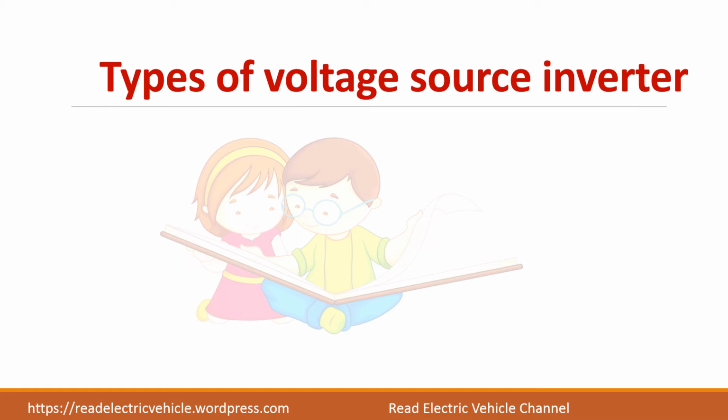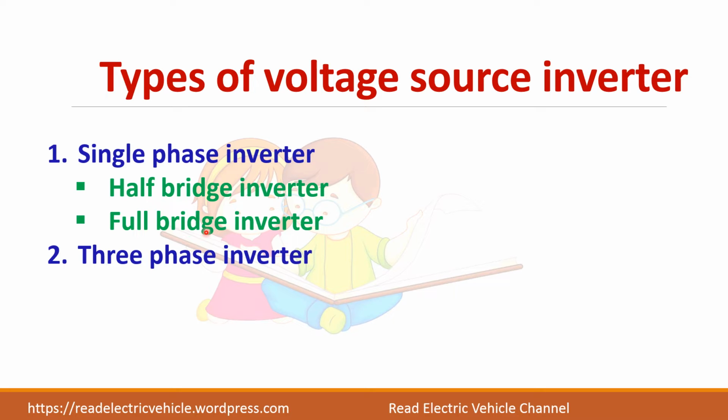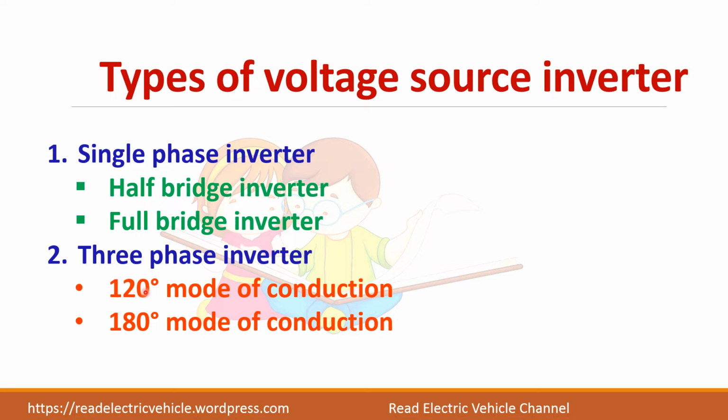Now let us see the types of voltage source inverter. Two types are the single phase inverter and three phase inverter. In single phase you have two types, half bridge inverter and full bridge inverter. In three phase inverter you have two modes of operation, 120-degree mode and 180-degree mode of conduction. So in this video we will be seeing about this half bridge inverter.